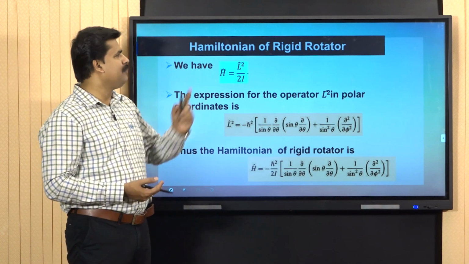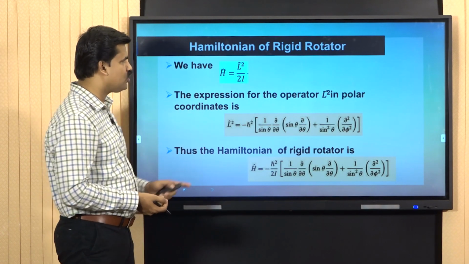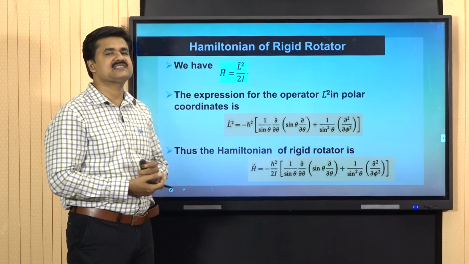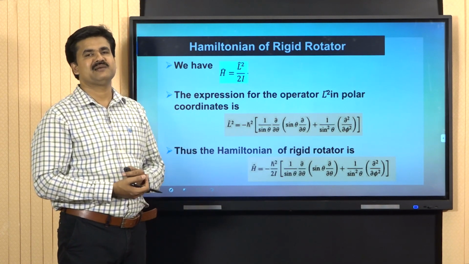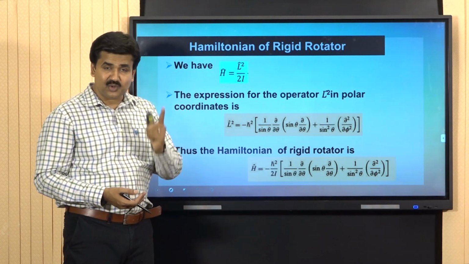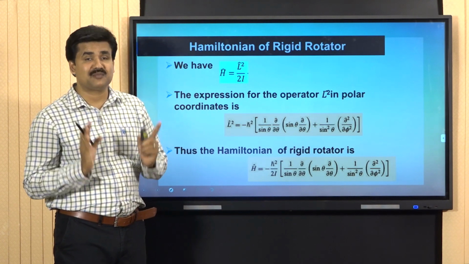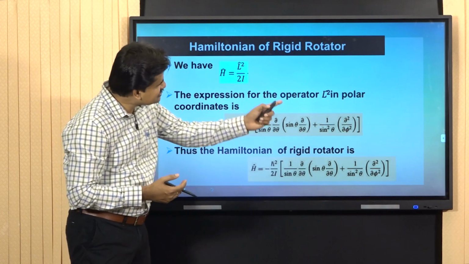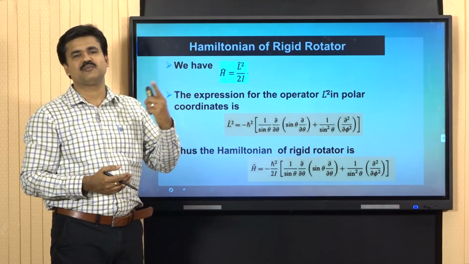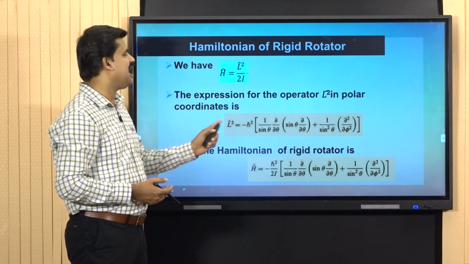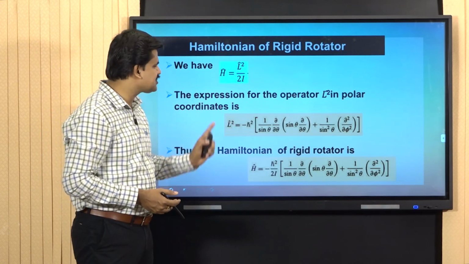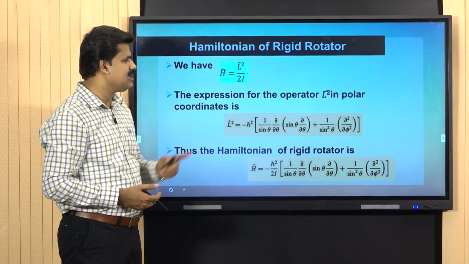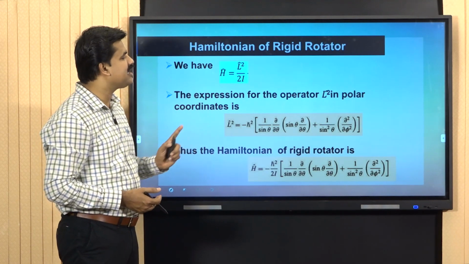We have the Hamiltonian of the rigid rotator, H hat equal to L squared hat divided by 2I, where L represents angular momentum, L squared is angular momentum squared, and L squared hat is the operator corresponding to the square of the angular momentum. If we switch over from Cartesian coordinates to spherical polar coordinates, we can first express L squared hat, the square of the angular momentum operator, in spherical polar coordinates. And L squared hat is equal to minus h-bar squared times 1 by sin theta, del by del theta of sin theta into del by del theta, plus 1 by sin squared theta, del squared by del phi squared.